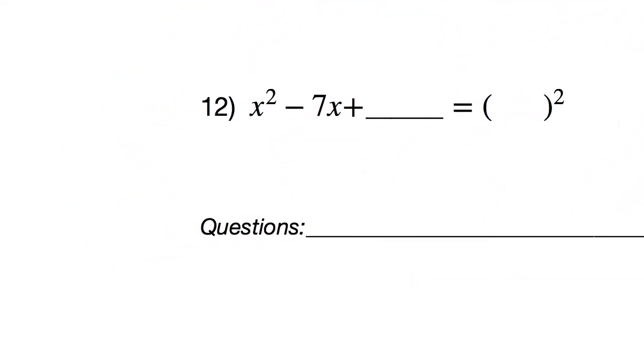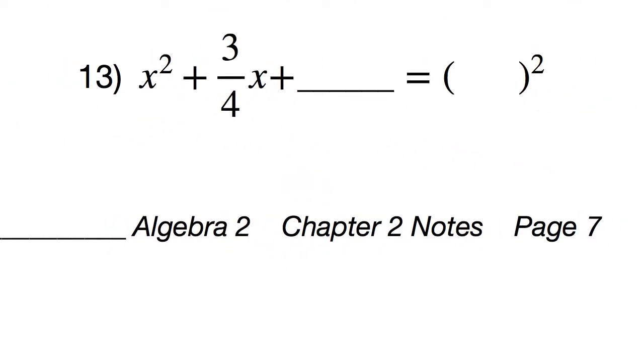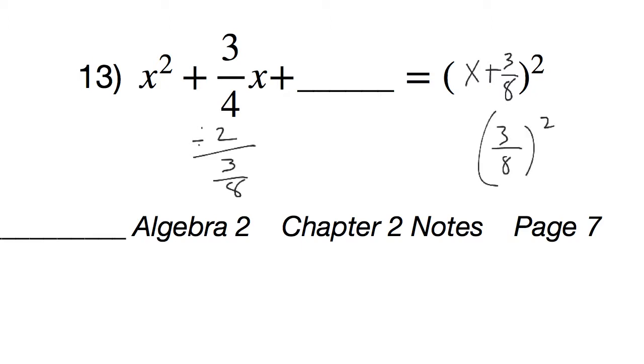I want you to do number 12. So just pause the video, and when you've got 12 finished, then you can resume with 13, as I'm going to do right here. Don't fear the fraction. We got 3/4 divided by 2, or multiplied by 1/2, really, would be 3/8. So this is going to be x plus 3/8. And when you square 3/8, you get 9 over 64.